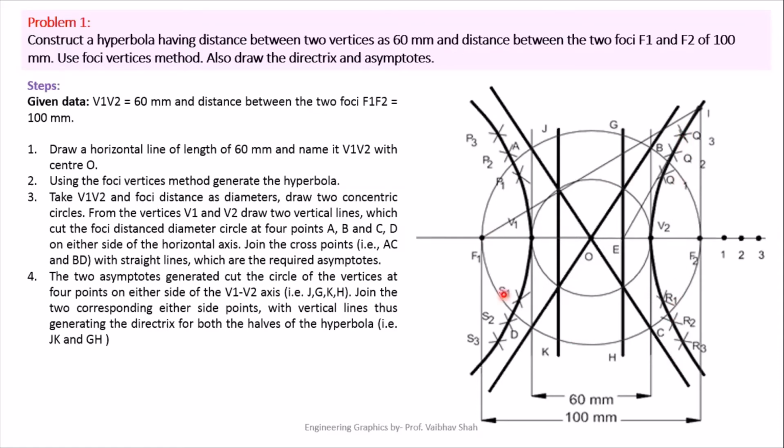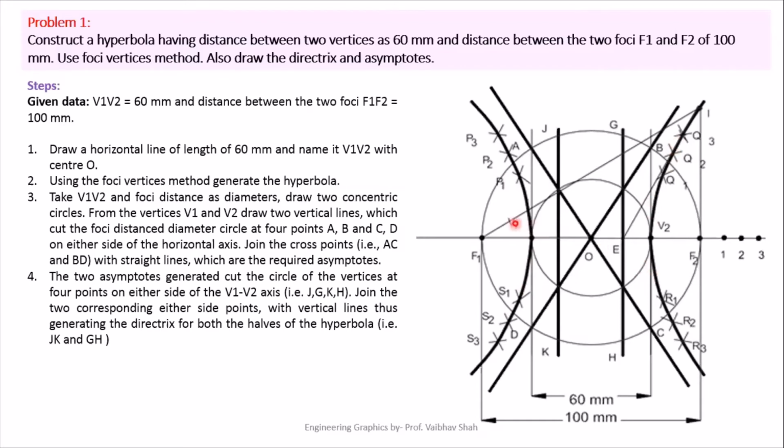After doing all this procedure, we will have points P3, P2, P1, S1, S2, S3 on the left hand side, and Q3, Q2, Q1, R1, R2, R3 on the right hand side. You have to simply join these points by a smooth dark line, and this will give you a hyperbola, a double hyperbola, like this and like this.